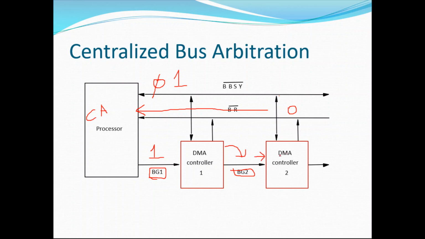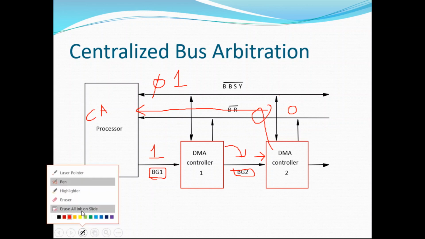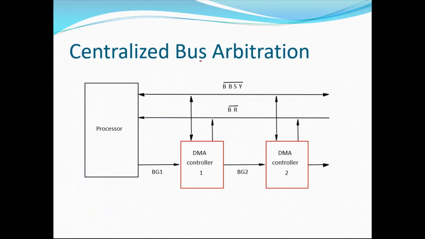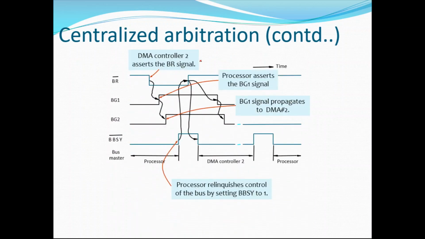So now DMA controller 2 checks that the bus was granted to it. It will check whether it has requested the bus. Yes, it has requested the bus. So DMA controller 2 will become the bus master. It will claim the bus. This is the concept, this is how the central arbitration technique works. This timing diagram explains this.